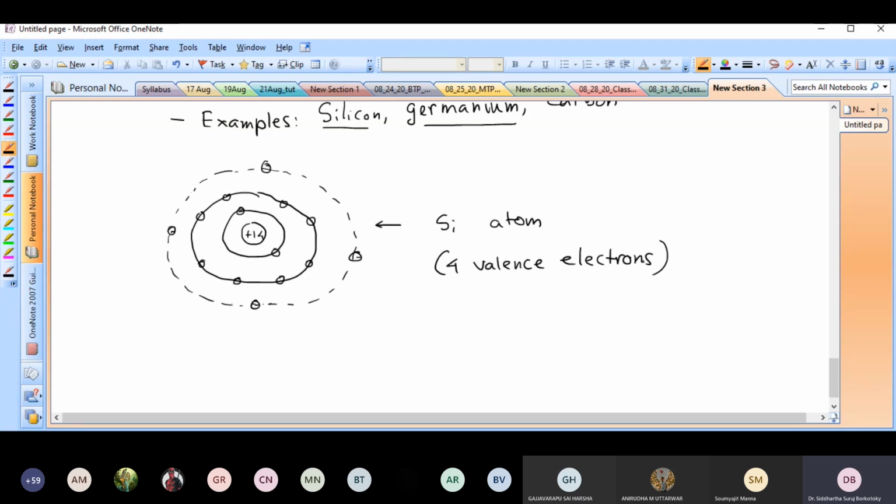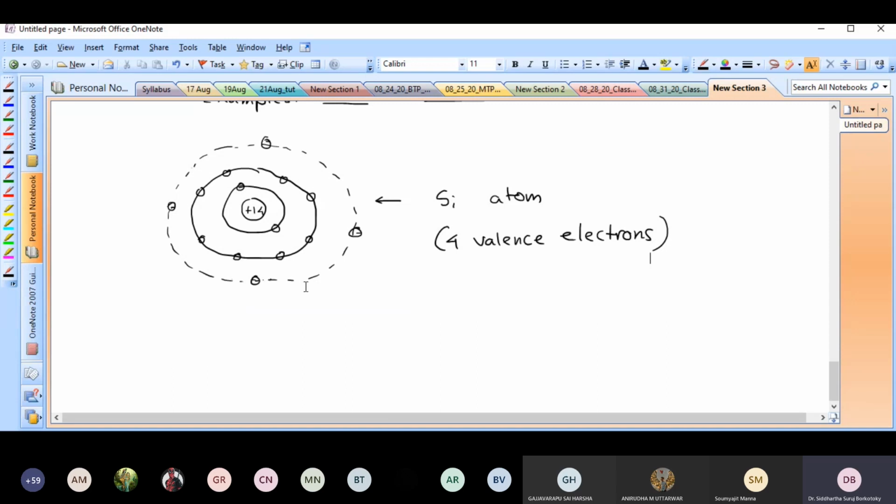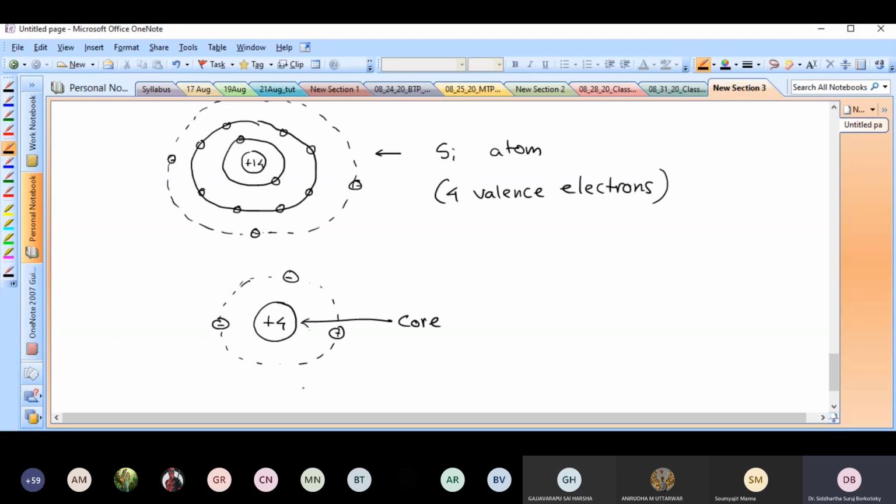Okay. So basically you can think of this as a core with a net charge of 4. So in our alternative discussion or alternative definition, you can think of this as a core with a net charge of +4. So this is your core, and then you have this valence orbit with -1, -1, -1, and then a -1. Okay, so this is your alternative representation.